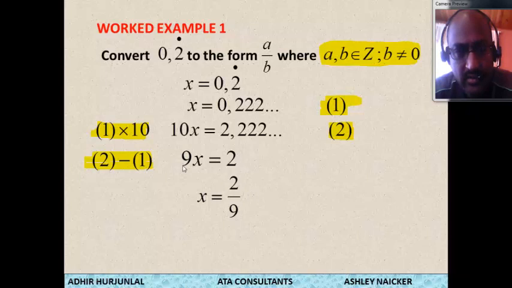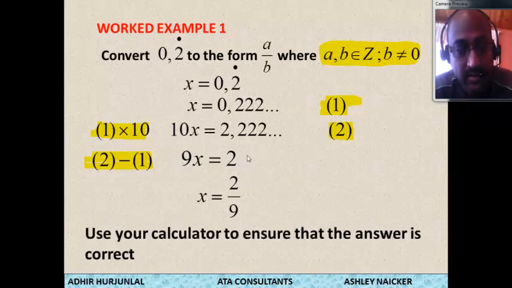Take a moment, guys. Look at this example. Ensure that you understand each step, and how I got to the answer. Once again, keep multiplying the equations by 10 until you can subtract two equations where the coefficient of x is an integer and the right hand side is also an integer. And there's a nice tip: use your calculator to ensure that the answer is correct. All you are using your calculator for here is to plug in 2 divided by 9 to ensure that you get back to the original question. Thank you, guys. Let's go on now to example number 2.